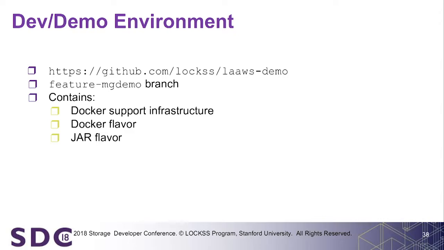As I mentioned, we're in the middle of the 2-year grant. It contains Docker support infrastructure, and it comes in 2 flavors, a Docker flavor and a direct Java jar flavor that you can embed in another environment.